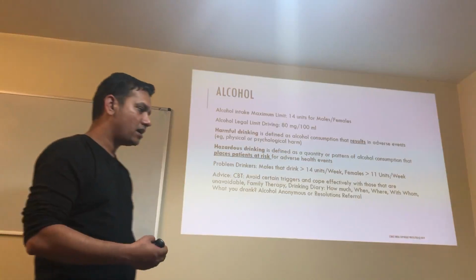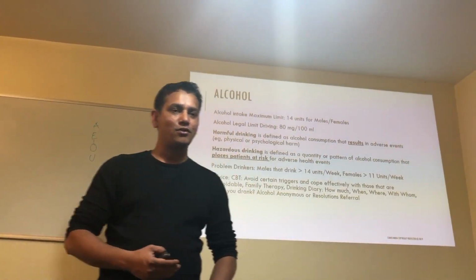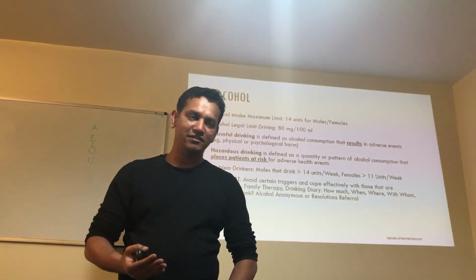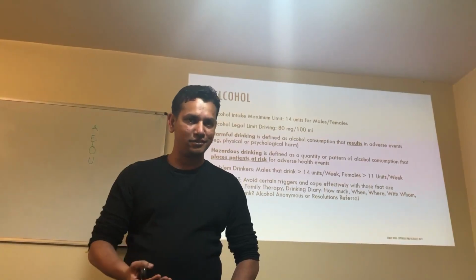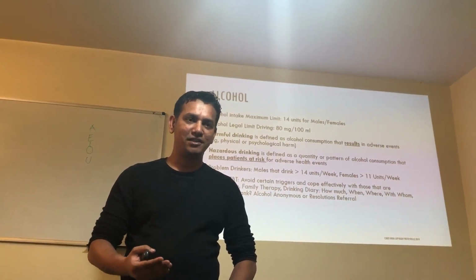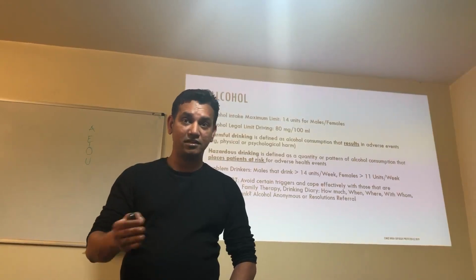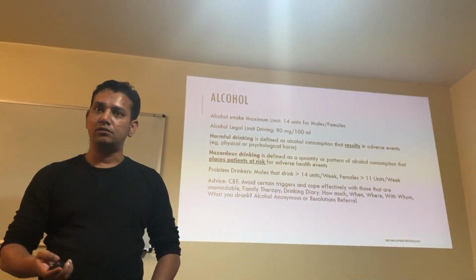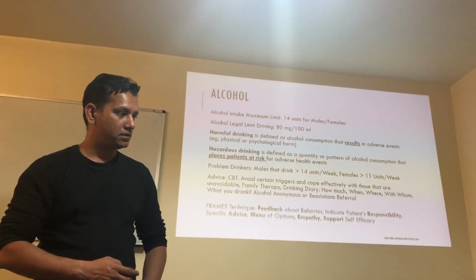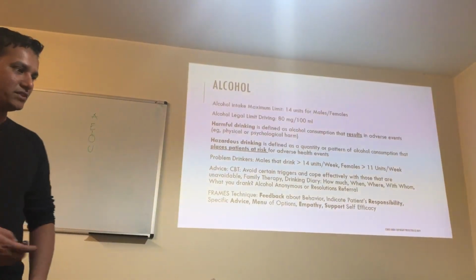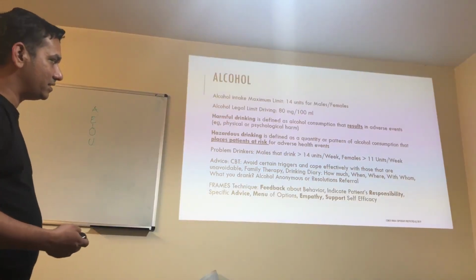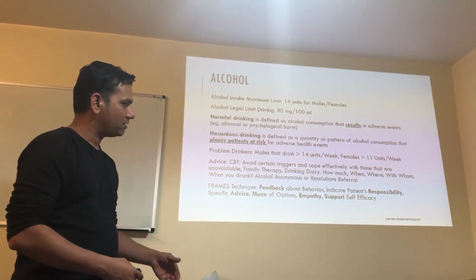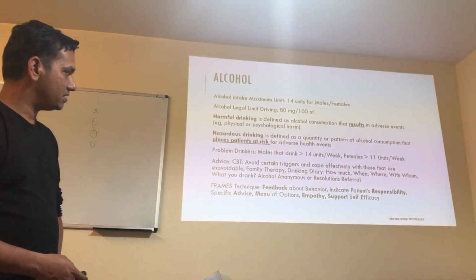The question could be framed as: apart from telling them to cut down on their drinking, what could you tell them? To maintain a drinking diary, avoid the triggers, family therapy, multidisciplinary, continuous cognitive behavioral therapy, and referral to Alcoholics Anonymous or Resolutions. There is something called the FRAMES technique, in which you give them feedback, you indicate that it's their responsibility, then you give them specific advice, present a menu of options, and encourage self-efficacy and empathy.